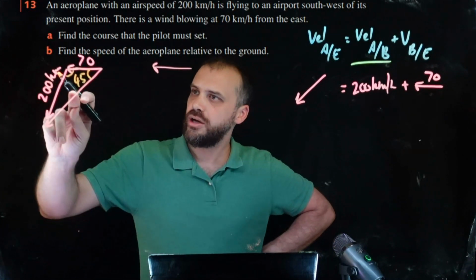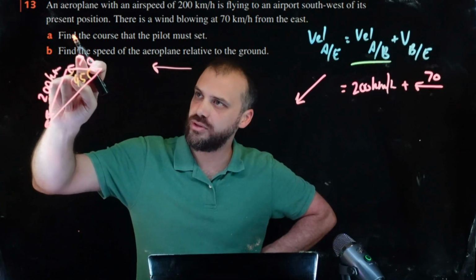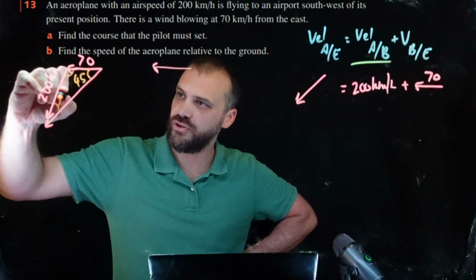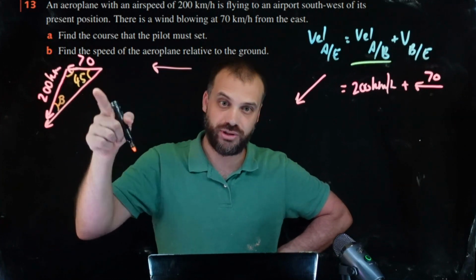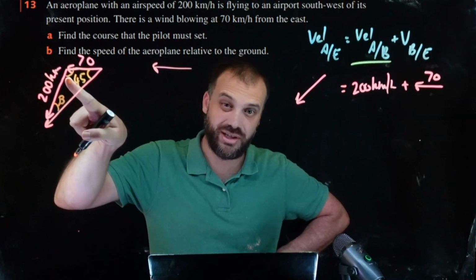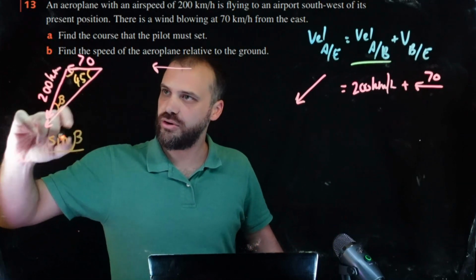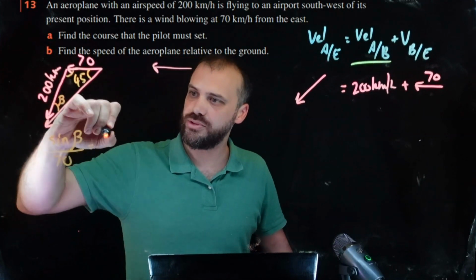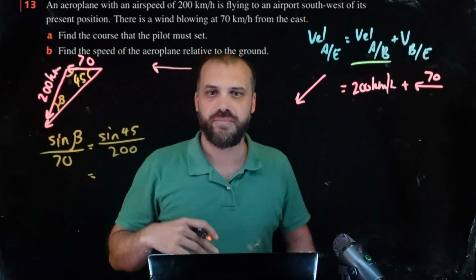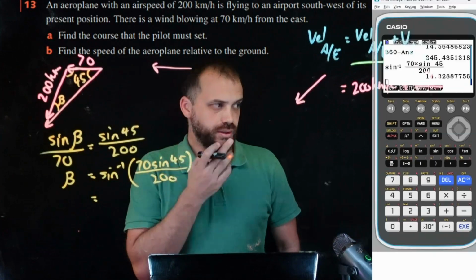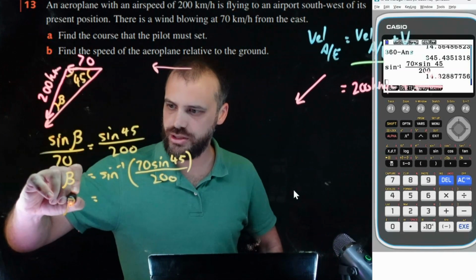Okay, I know what I'll do. I've got this angle here, I've got this side here, I've got this side here. With that side, I'm going to find that angle first. I'll just call it beta. If I find beta, I know the internal angles of a triangle, which means that I'll know the thing that I actually want to know. So, sine beta over 70 equals sine 45 over 200, and rearrange that to find beta. So that gives me a beta of 14.32.